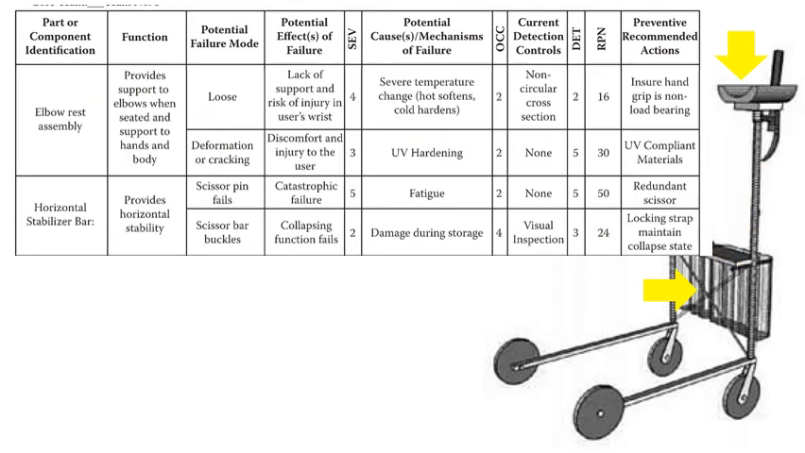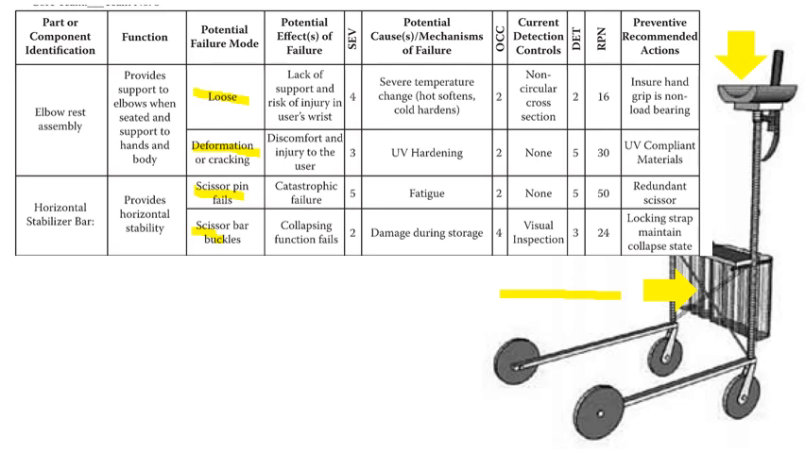The analysis goes on to the elbow rest assembly, and the potential failure mode for this elbow rest assembly is again similar to the hand grip. Either it is getting loose or it is deformed or cracked. The horizontal stabilizer bar provides the horizontal stability for this walker. It may fail when the scissor pin fails or the scissor bar buckles.